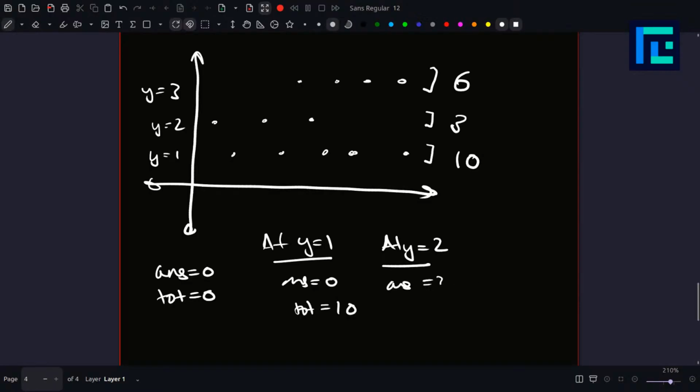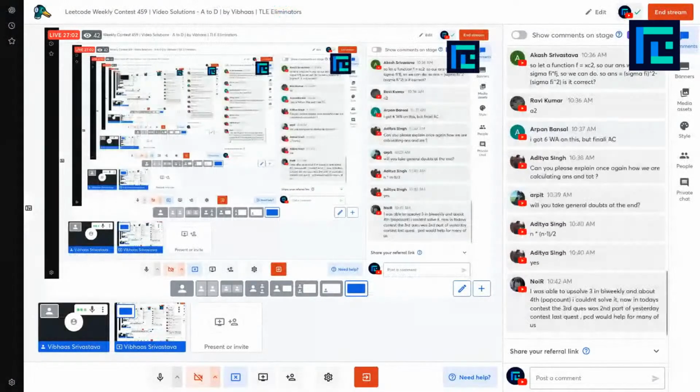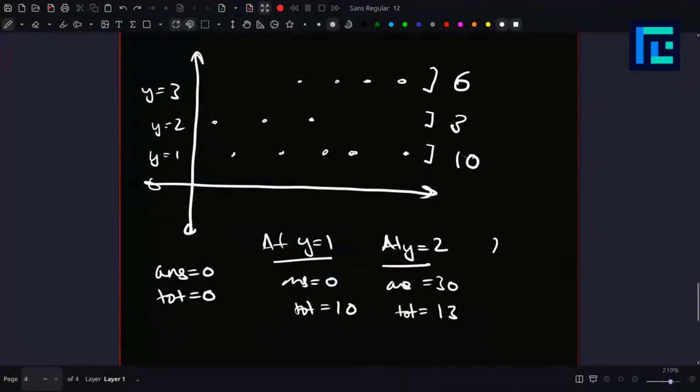Okay, my answer becomes 30 and my total remains 10. Okay, does that make sense? Sorry, my total becomes 13 because now there were 10 lines and now there are 3 more lines. So when we go to 6, we can say that there are 13 lines below. Okay, are you following Aditya Singh?